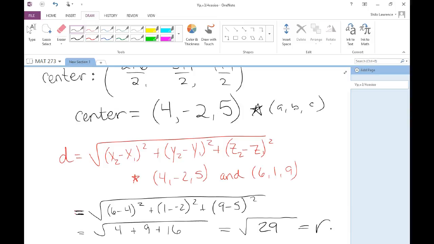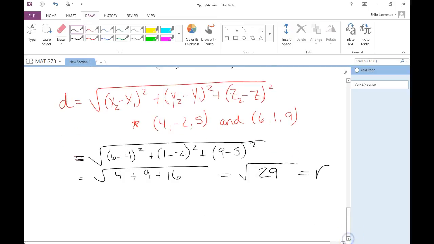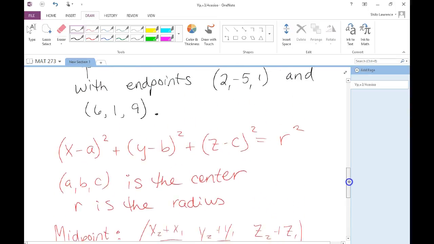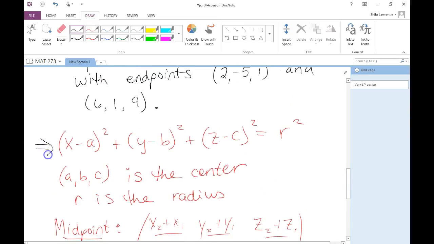We've got our center, we've got our radius. Now we just need to write out the proper format for the equation of a sphere. So we had it up here earlier. We said it was x minus a squared plus y minus b squared plus z minus c squared equals r squared. We know the a, the b, the c, the r. The x, the y, the z are going to stay. We're not being asked to solve anything. We're being asked to write an equation.